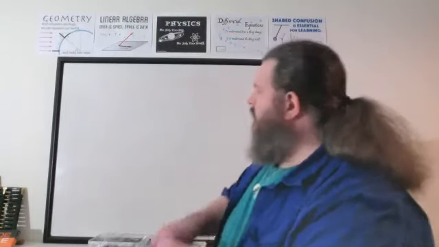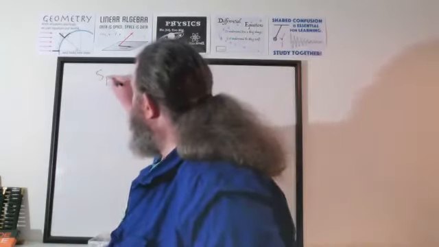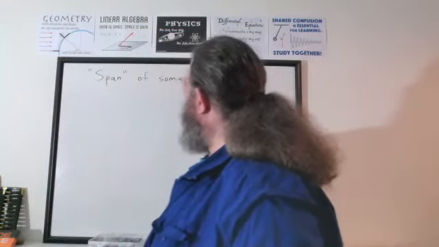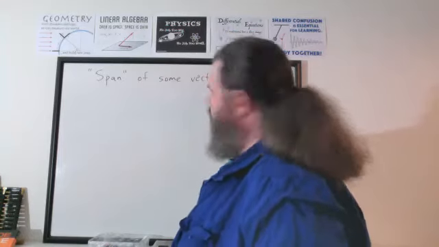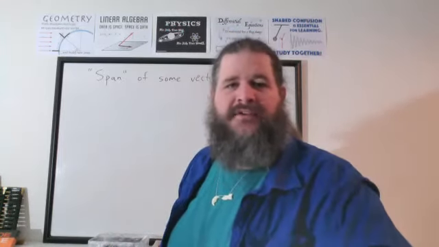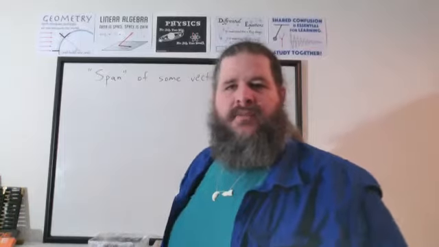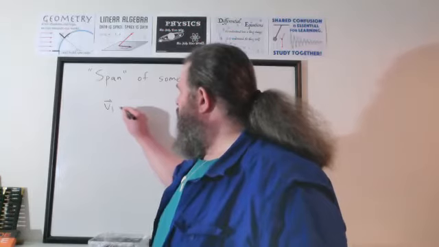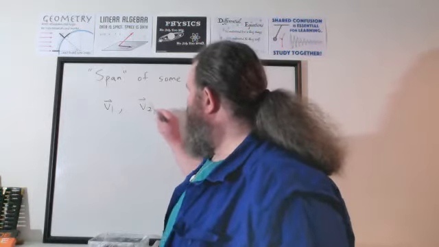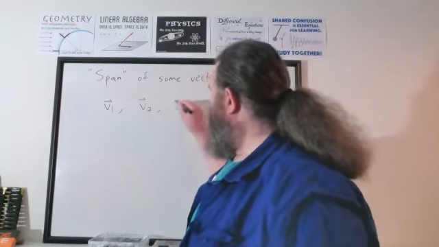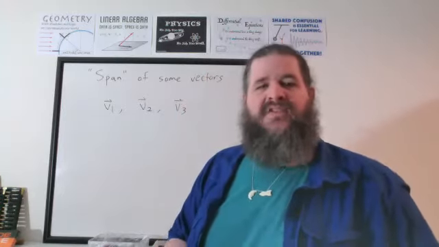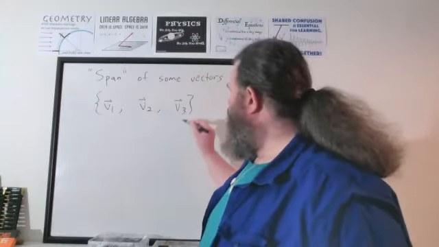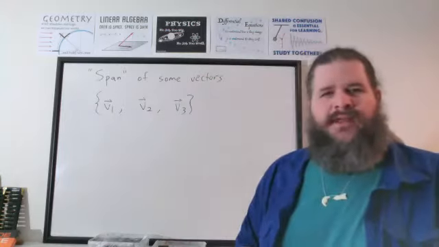Let's start with this idea of span. And we say the span of some vectors, the span of a collection of vectors. If you've got some collection of vectors, like let's say vectors v1, v2, and v3, we usually say we're talking about a set or a collection of things by putting them in curly brackets. So this is a collection of vectors. It's just 3 vectors.